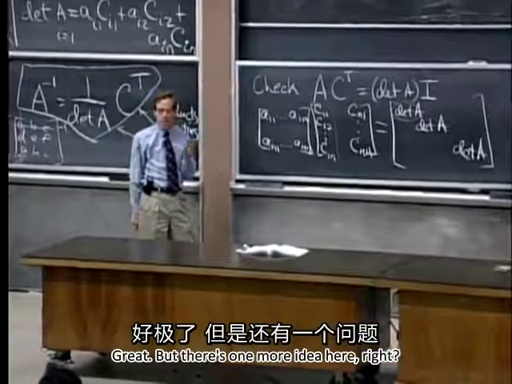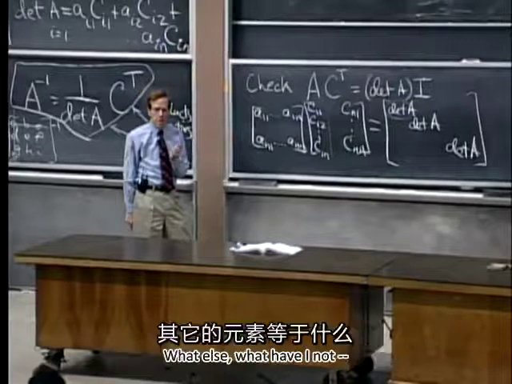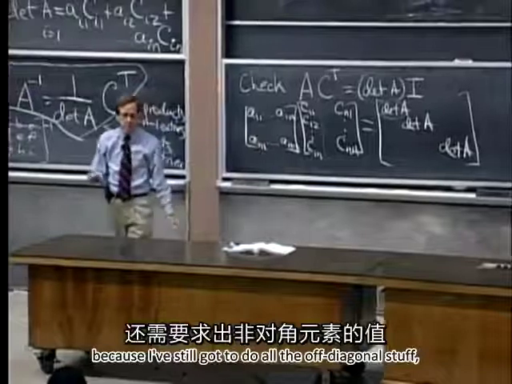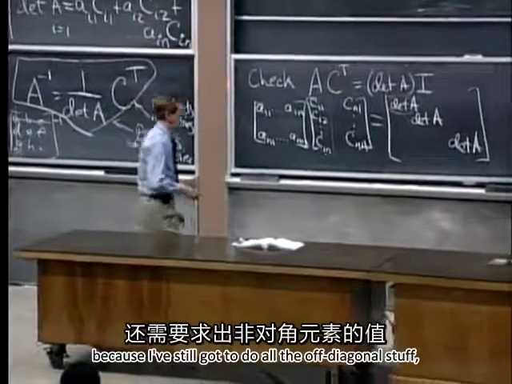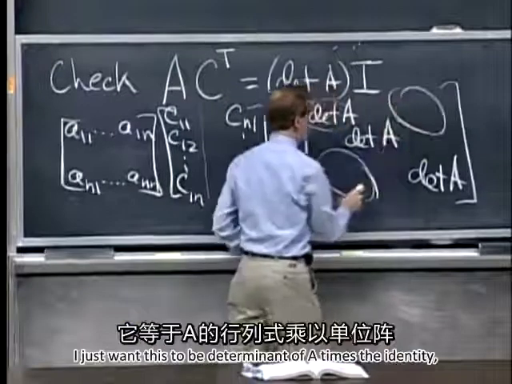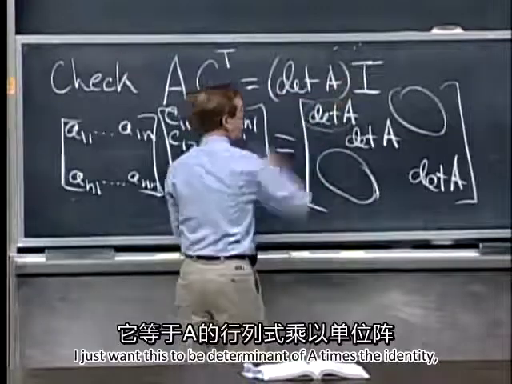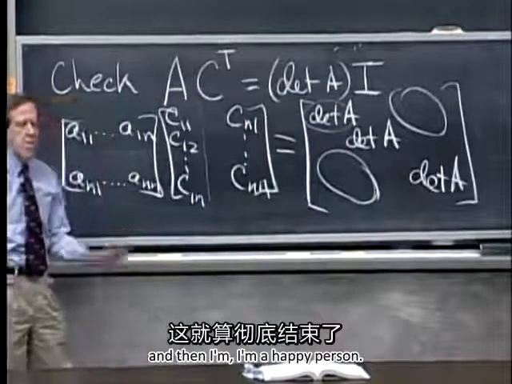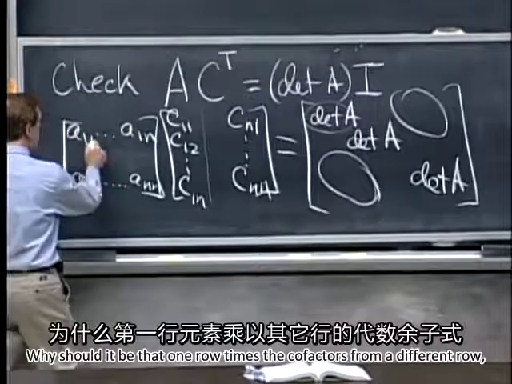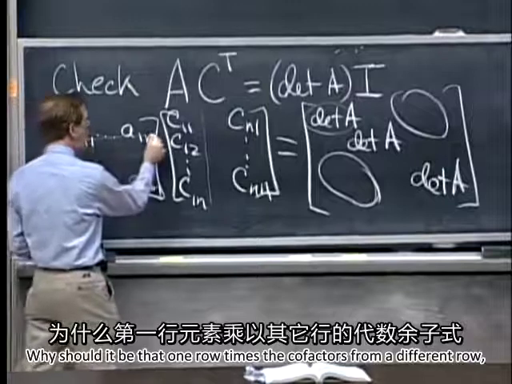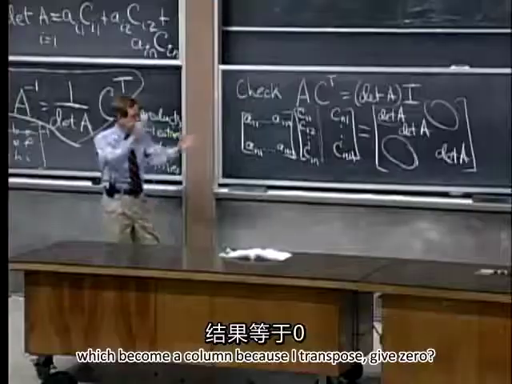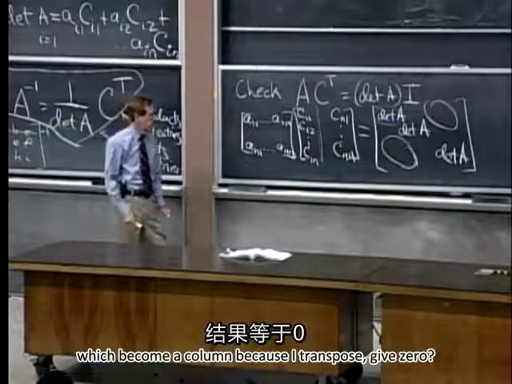But there's one more idea here. I haven't got that formula completely proved yet because I've still got to do all the off-diagonal stuff, which I want to be 0. I just want this to be determinant of A times the identity, and then I'm a happy person. So why should that be? Why should it be that one row times the cofactors from a different row, which become a column because I transpose, give 0?